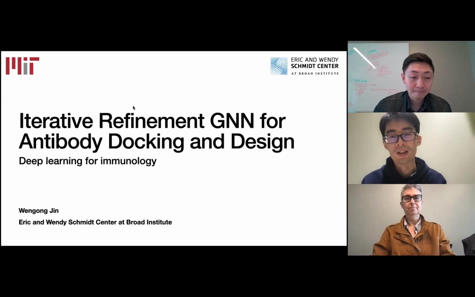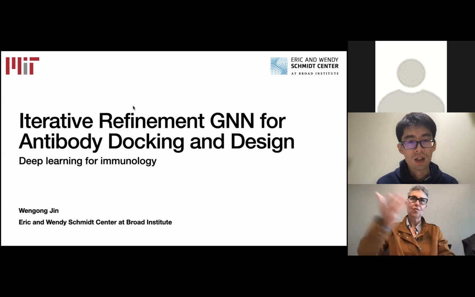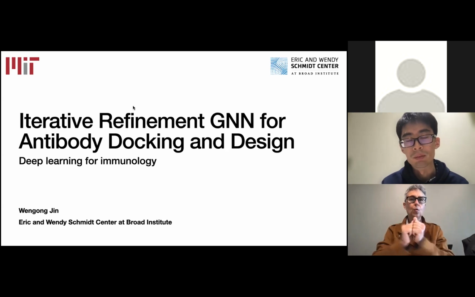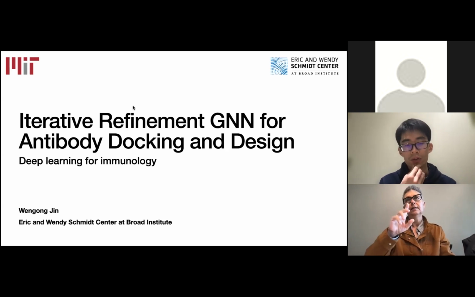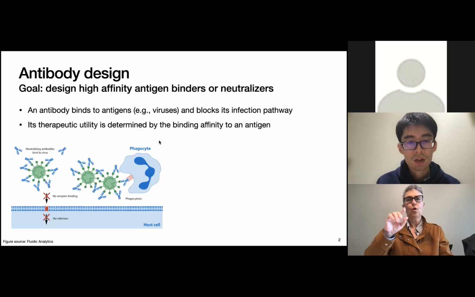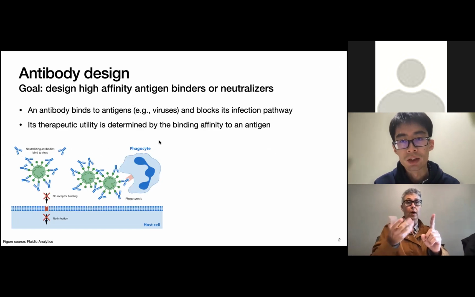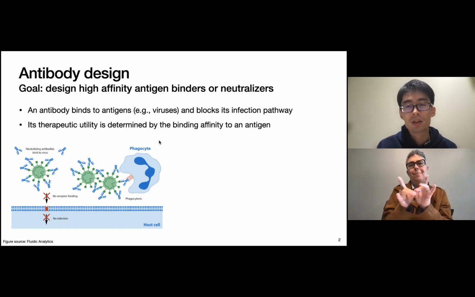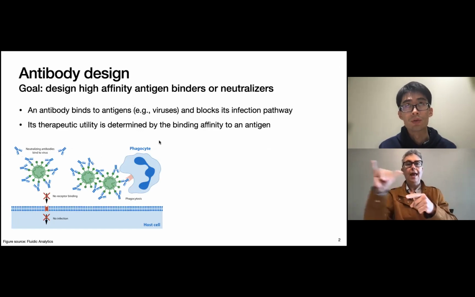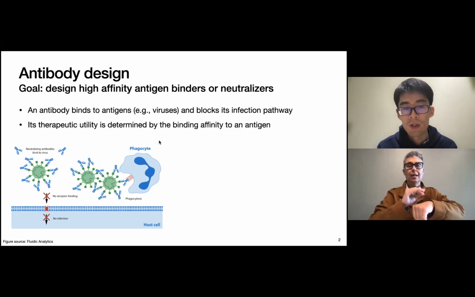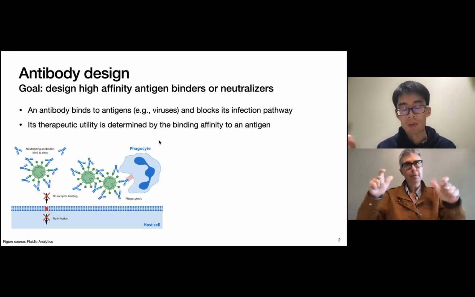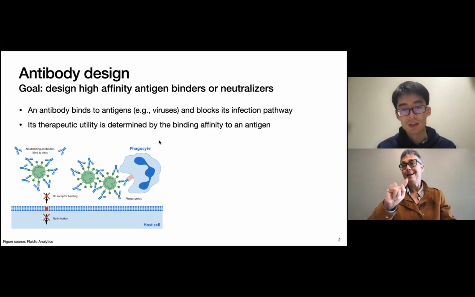Thank you for inviting me here. Today I will talk about my recent work on using deep neural networks for antibody modeling, especially for immunology applications. In antibody design, the goal is to design high affinity antigen binders or neutralizers. Antibodies bind to viruses or viral proteins in order to trigger an immune response or block the infection pathway. Its therapeutic utility is huge. It can be used as antivirals and in many other ways.